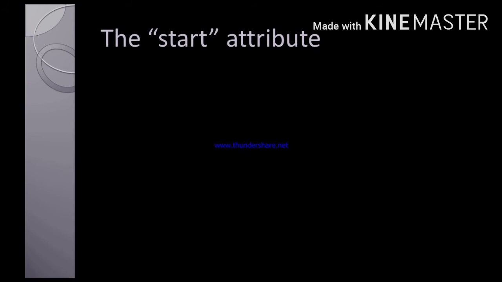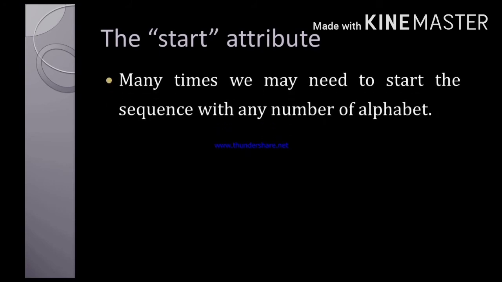The start attribute. Many times we may need to start the sequence with any number or alphabet. Generally, whenever we start a list, it starts with the first alphabet A or first number I or 1. Now suppose I want to change the starting number. Suppose I want to start a list from number 5 or from the alphabet E. Then we need to use a start attribute.